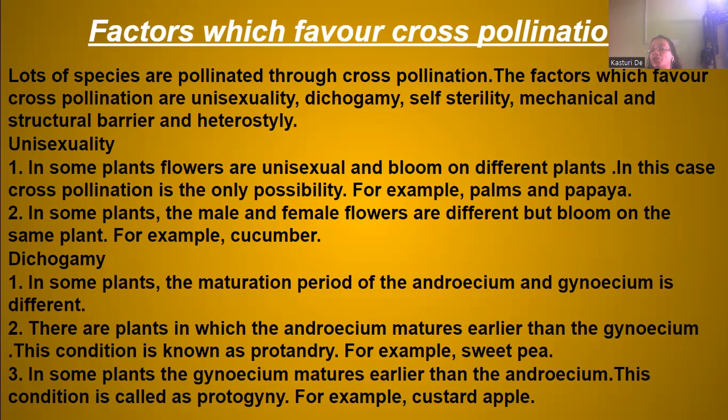In some plants, flowers are unisexual and bloom on different plants. In this case, cross-pollination is the only possibility. For example, palms and papaya. In some plants, the male and female flowers are different but bloom on the same plant. That also causes cross-pollination. For example, cucumber. Dichogamy: in some plants, the maturation periods of the androecium and gynoecium are different.